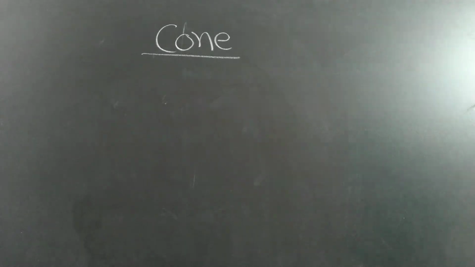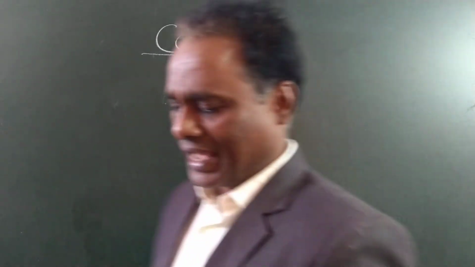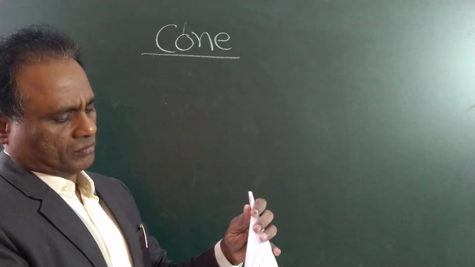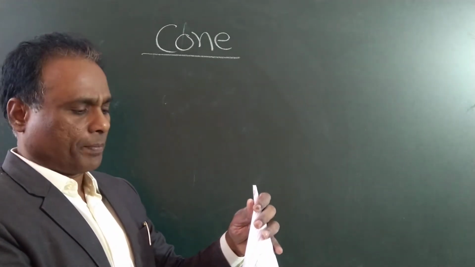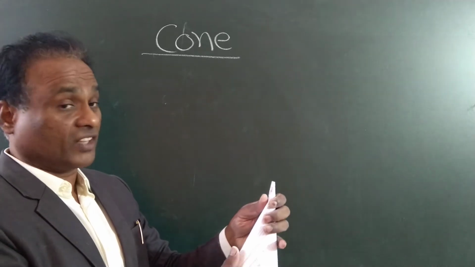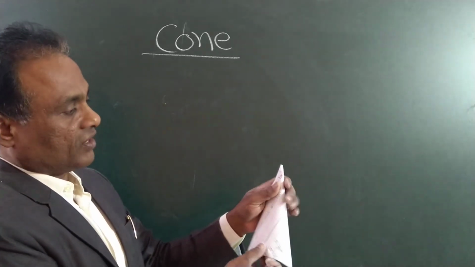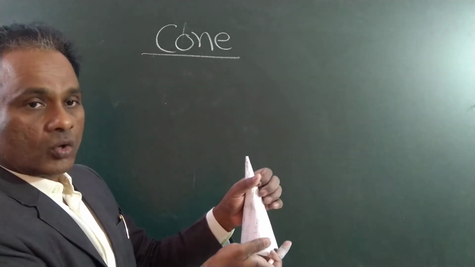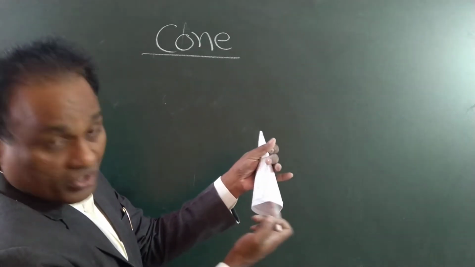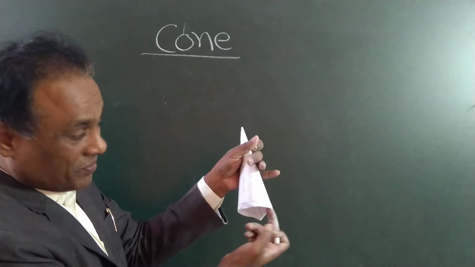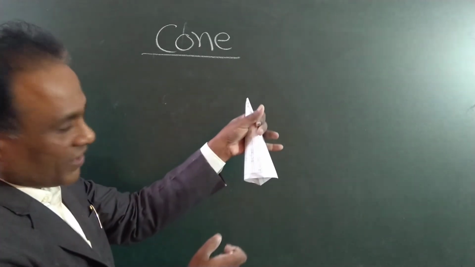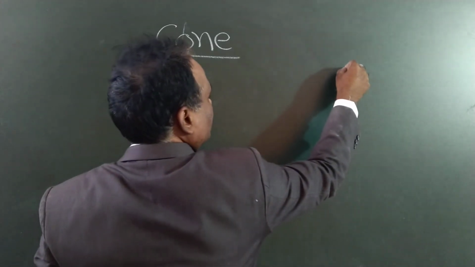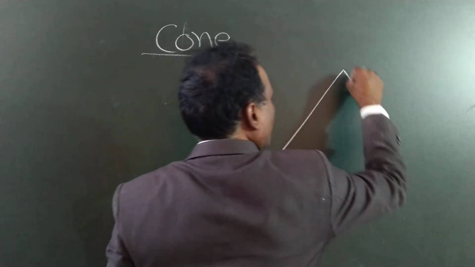Base will be in the form of a circle, like this, cone. Ice cream cone, no? So you take this, this is the cone. It will look like a triangle. So this is the shape of the cone. Base will be round shape, it will be a circle. And if you see from one side, it looks like a triangle. See, cone will be like this. Cone.